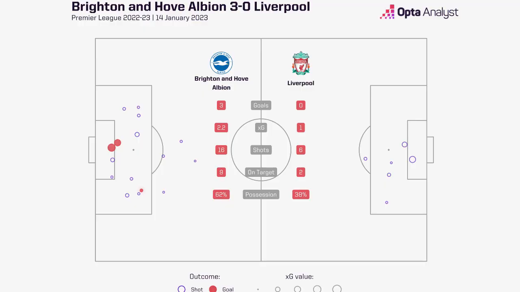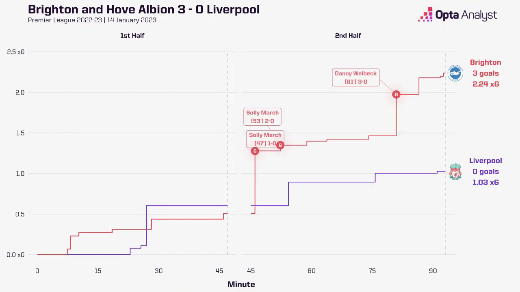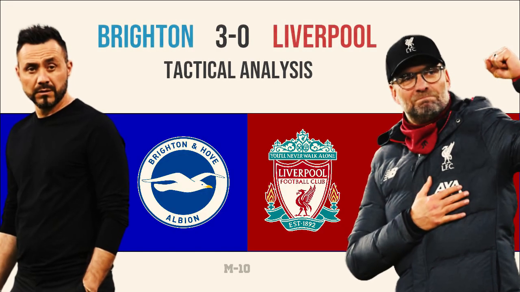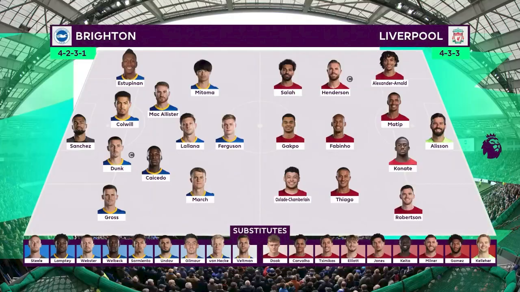The xG timeline showed that Brighton was on top for most of the game, created the better chances, and it was a well-deserved win. This is the analysis. De Zerbi's Brighton lined up in a 4-2-3-1 formation, while Klopp's Liverpool lined up in their traditional 4-3-3.